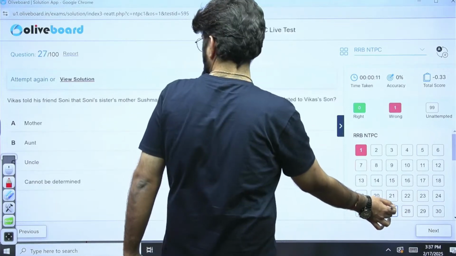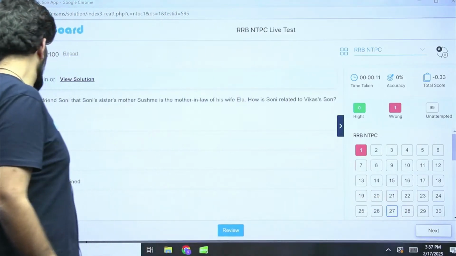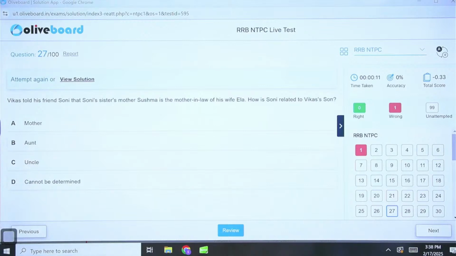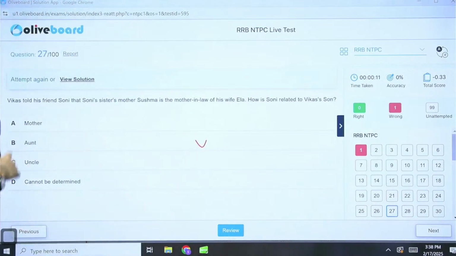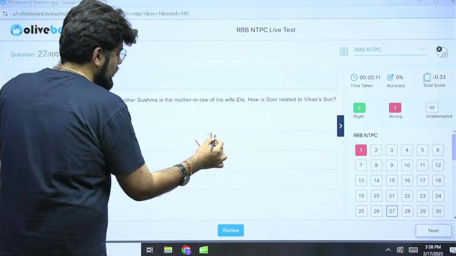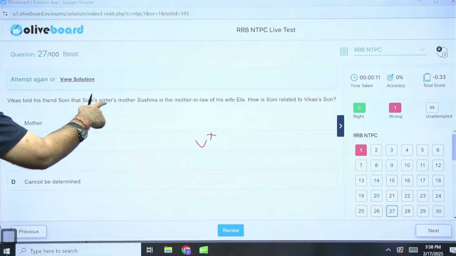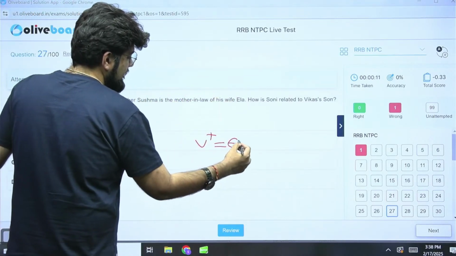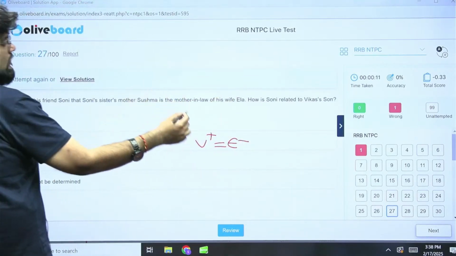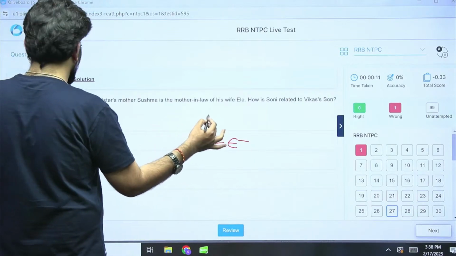27. Now look at this one. Vikas told his friend Soni. So Vikas is telling Soni. We'll start making the tree from Vikas. And his friend, so we know Vikas is for sure a man. Soni's sister's mother, Sushma, is the mother-in-law of his wife, Ela. So we have Vikas's wife, Ela. Her mother-in-law, Sushma, becomes Vikas's mother, Sushma.